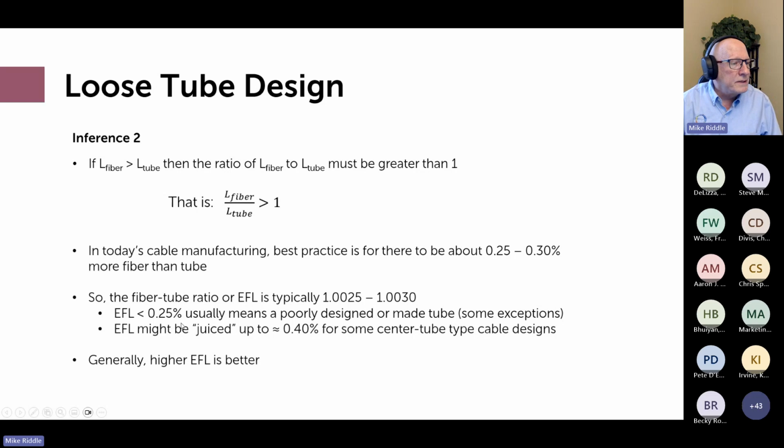If EFL is less than that, it often means a poorly designed or poorly made tube. There are some exceptions. So maybe I should say a lower EFL than this is cause for question. Maybe that's the better way of putting it, because there are some legitimate situations where it might need to be lower. You should also know that in some cases, EFL can be amped up a little bit. So you increase the sinusoidal shape, and that works with some center tube type cable designs, specifically with OPGW, and we'll talk about that later. But in general, the higher the EFL, the better.